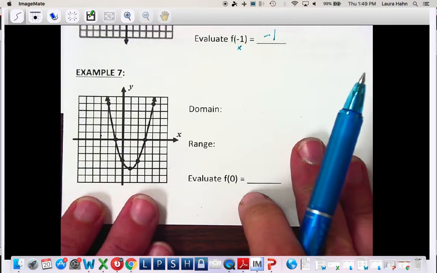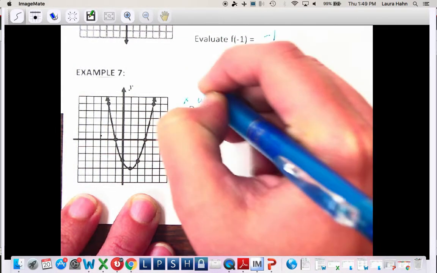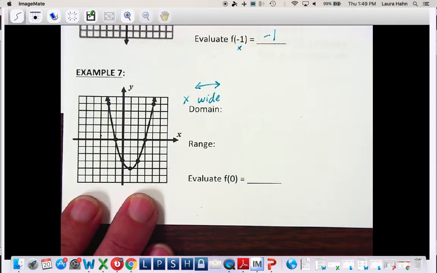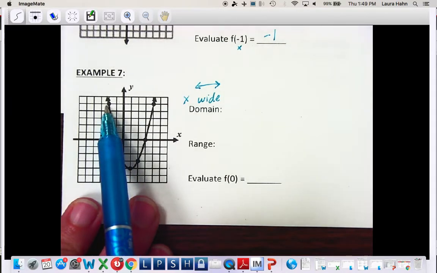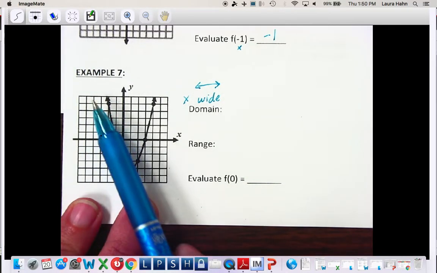All right, I'm doing it all over again. Domain is x, which means how wide is it? Because the x-axis goes left and right. Okay, so we're going to start left. Notice it has an arrow, which means it's going to keep going up and going wider and wider and wider. So there's no stopping it going this direction.